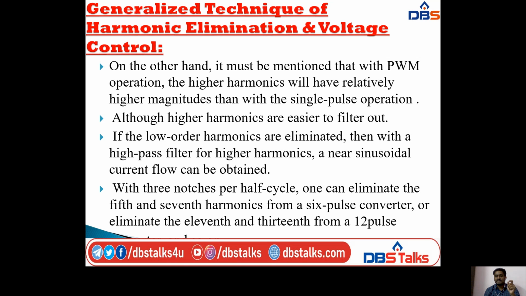So with 3 notches per half cycle, one can eliminate the 5th and 7th harmonics from a 6 pulse converter, or eliminate the 11th and 13th from a 12 pulse converter. Sorry, 12 pulse converter. Okay, so you know already the order of the harmonic for a 6 pulse converter is 6k plus or minus 1. And next we have 12 pulse converter, which means we have 12k plus or minus 1 order.